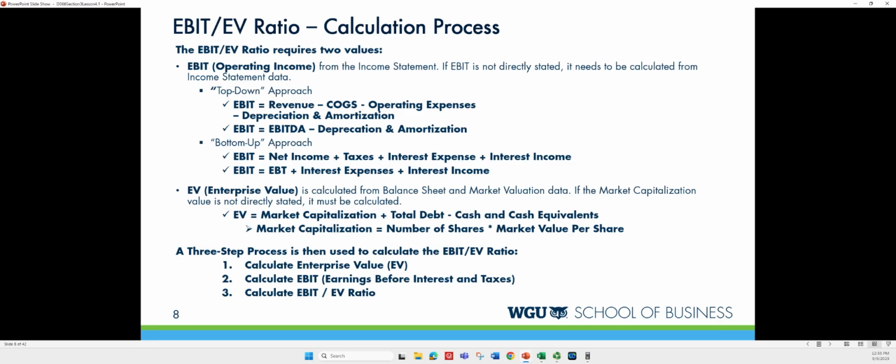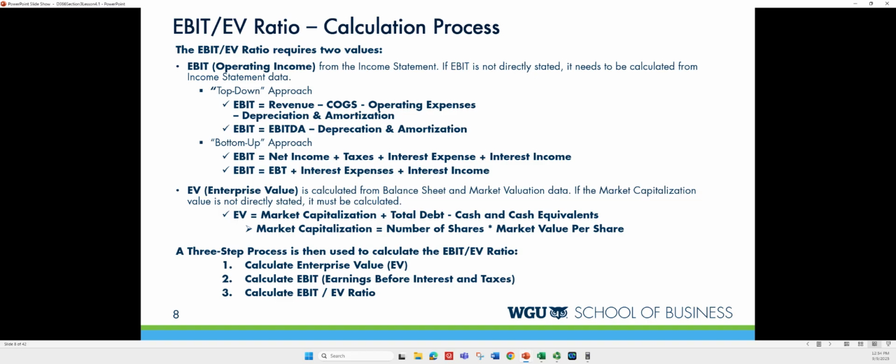So let's talk about the EBIT to enterprise value ratio first. We will walk through the calculation process, and I'm going to pop up my calculator here to show you a worked example in a minute, but let's just walk through the details first. So the EBIT to EV ratio requires two values. The first is EBIT, earnings before interest and taxes, also known as operating income. And this is going to come from the income statement. If EBIT is not directly stated, we're going to need to calculate it from income statement data. So depending on the information presented to you, there are two approaches, either the top-down approach or the bottom-up approach.